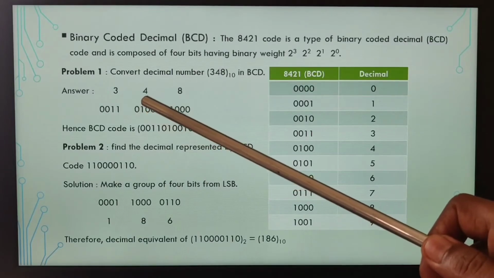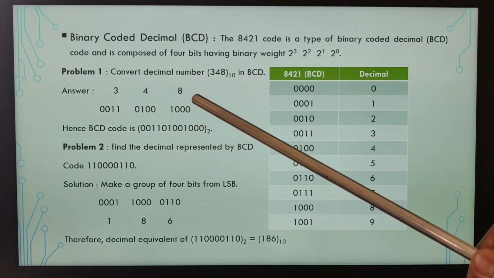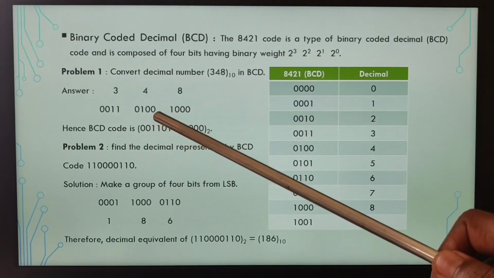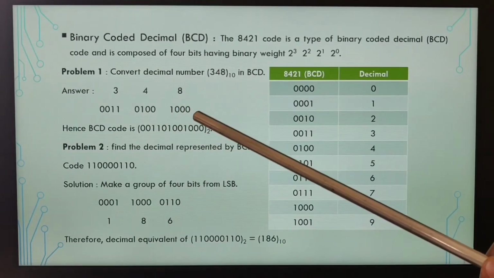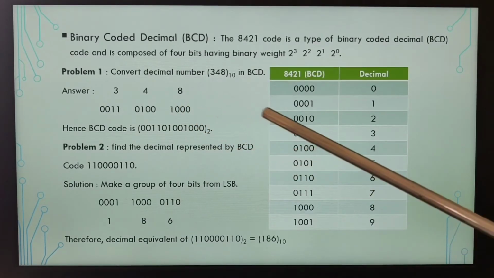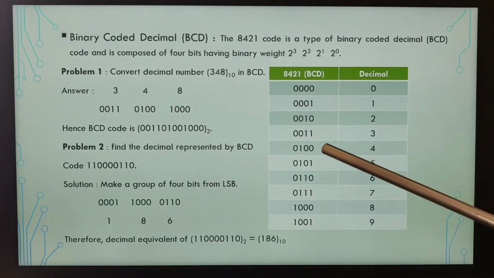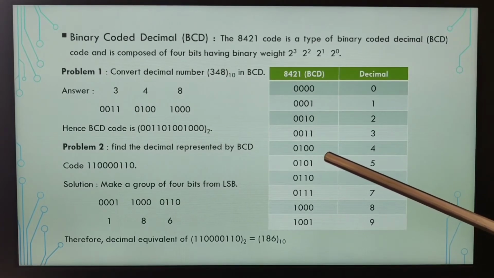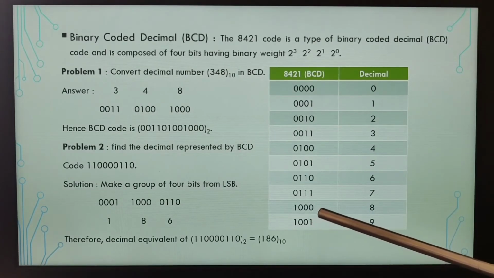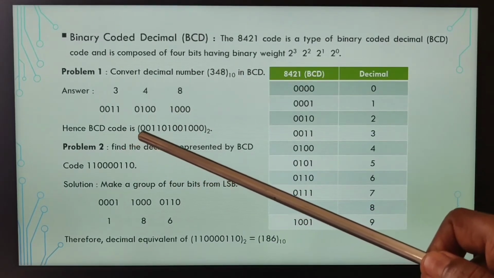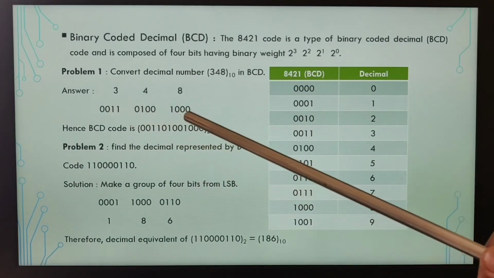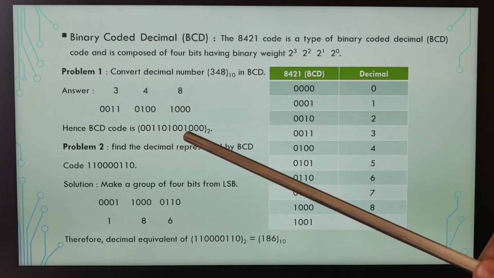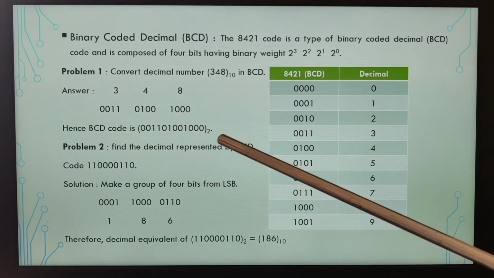So in the answer we write 348. Then 3 has value 0011, 4 has value 0100 and 8 has value 1000. So here this is clear: 3 has value 0011, then 4 has value 0100, then 8 has value 1000. Hence the BCD code is writing all these numbers together: 0011 0100 1000 to the base 2.